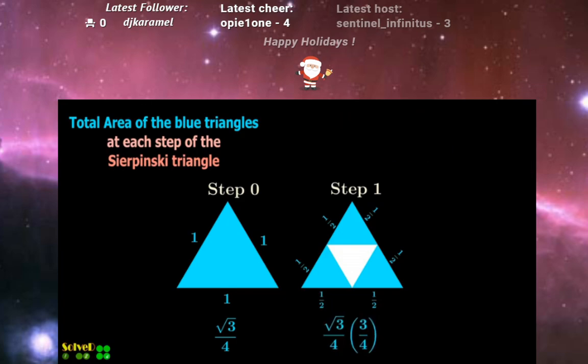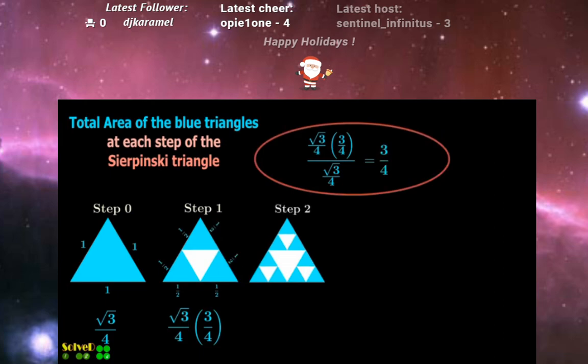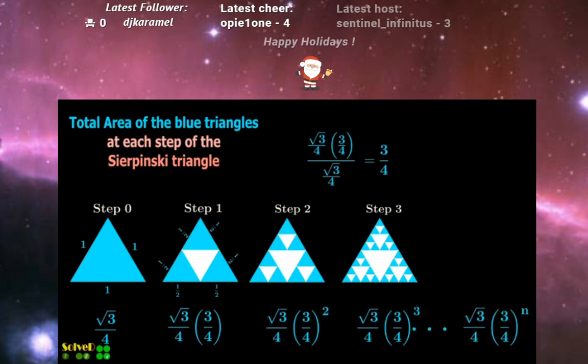Now, to find the common ratio, divide this by the term obtained in the previous step. This gives 3/4. So our common ratio, or the multiplication factor, is 3/4. Now multiplying by this 3/4 consecutively, we can obtain the total area of all the blue triangles in step 2, step 3, and so on, as shown. So, we can write each term as a multiple of 3/4 in this form. Finally, for the nth step, the total area is given by this term.